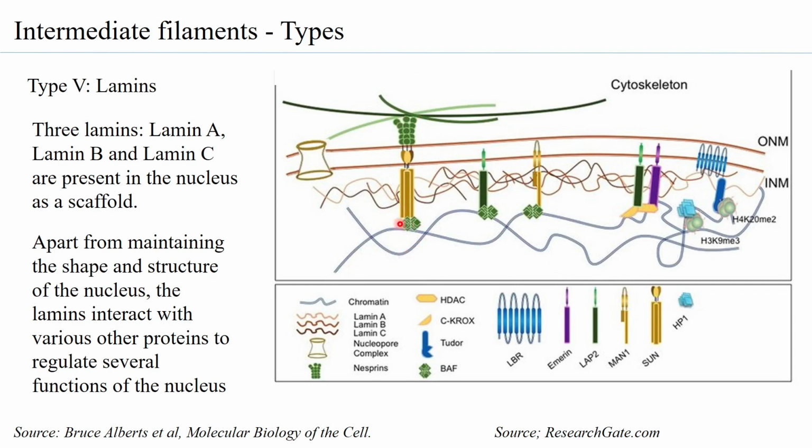So effectively, the lamin is also a scaffold for proteins that are present in the nuclear membrane, and in one way or the other they help in signal transmission, signal transduction, and also interaction of the nucleus with the surrounding environment. So that is very, very important, and the lamins therefore play a very important role.